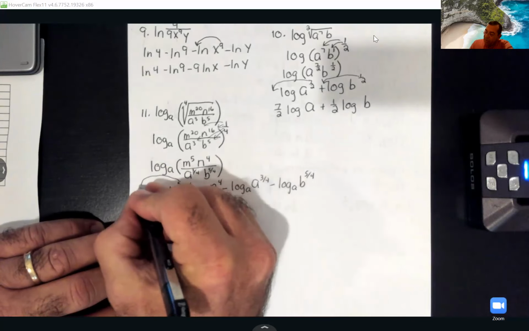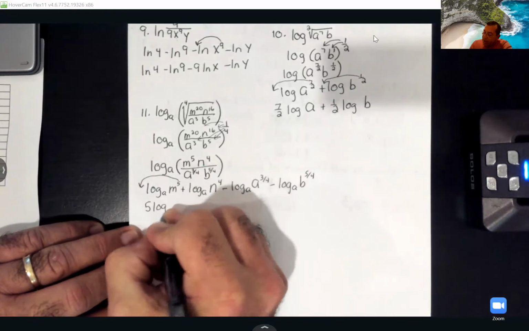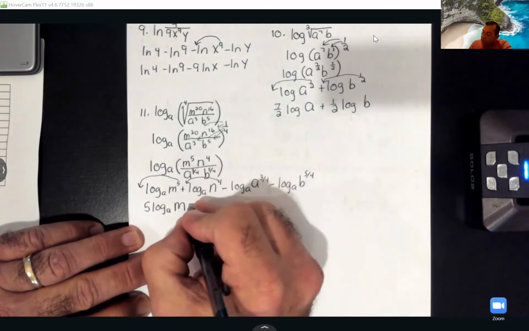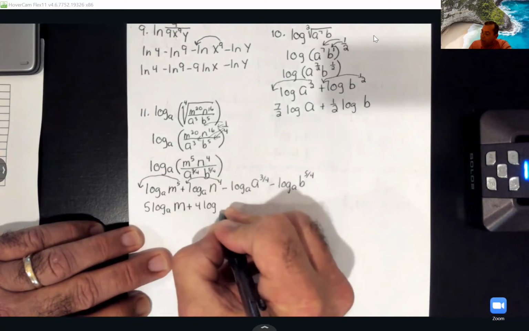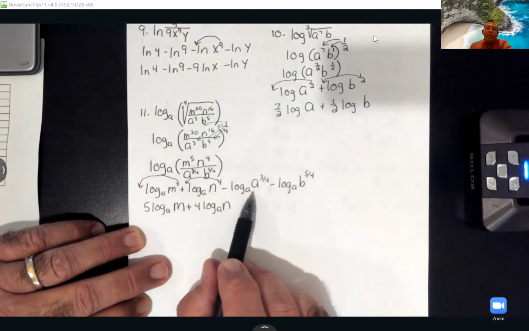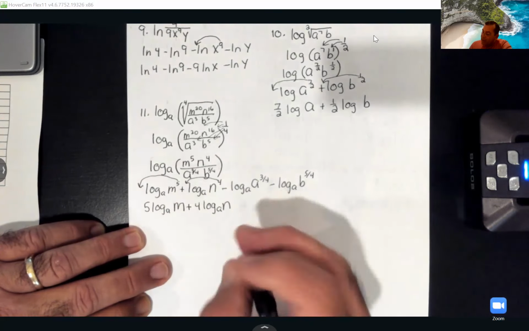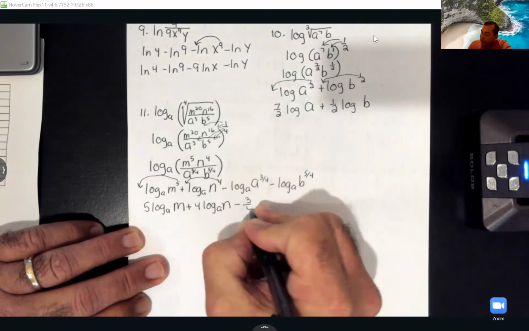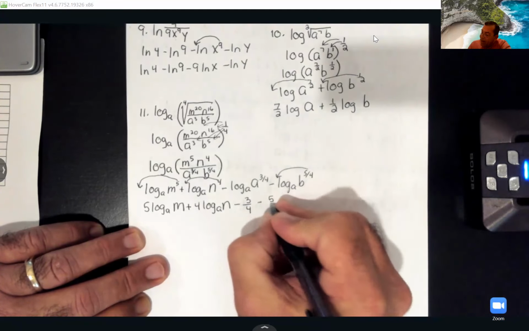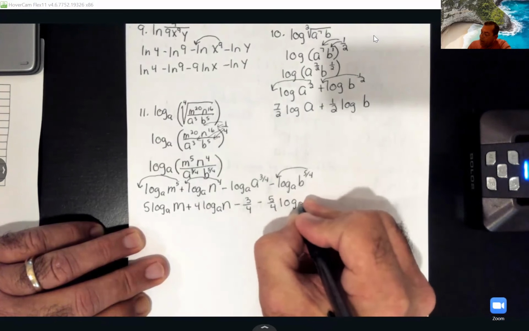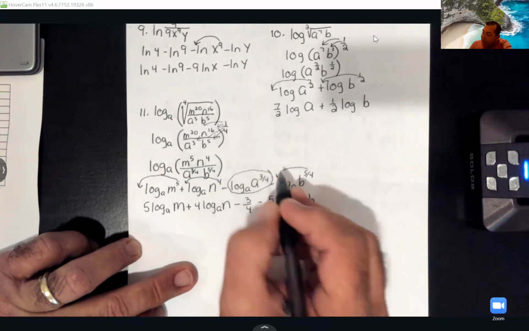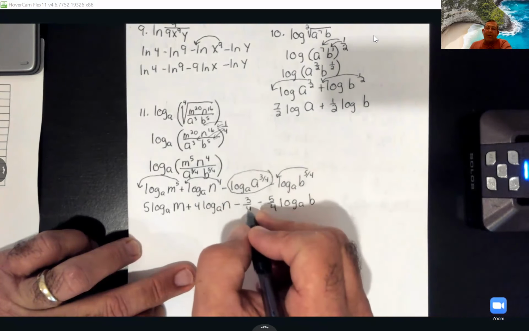Okay. So first, we bring down the 5. I get 5 log base A of M. The second one, I'm going to bring down the 4. So I get plus 4 log A of N. This one followed my base to an exponent. So that's just going to be minus 3/4. And then on the last one, I'll bring down the 5/4 and I get negative 5/4 log A of B. And y'all, the place where I get most people is this part right here. Remember, that is simplifying down to the 3/4, okay?